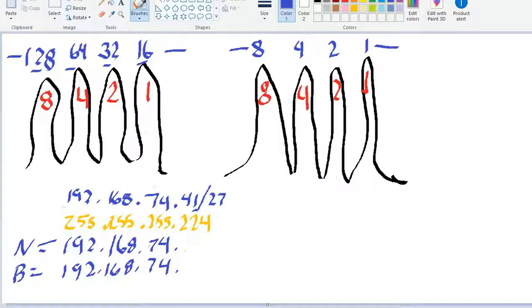Hey, welcome back. So for finger netting, or how I do subnetting in the last octet, we have an address of 192.168.74.41 with a /27.